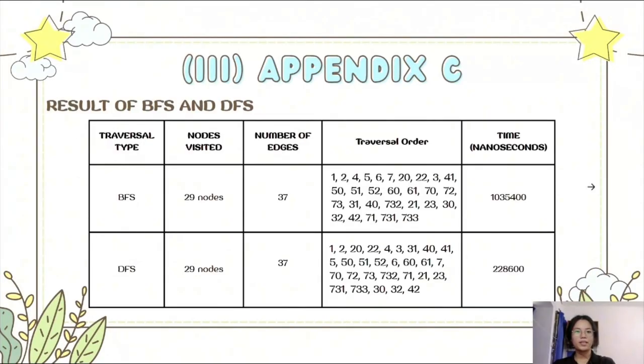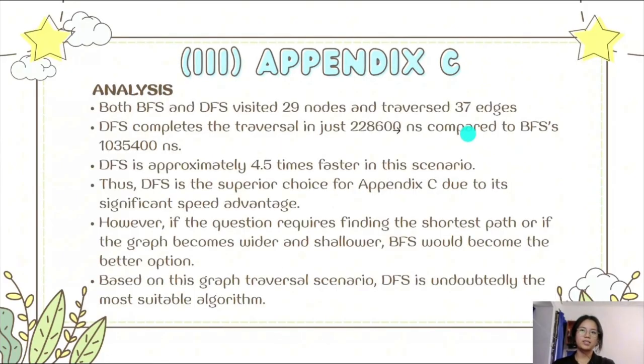Hi, my name is Paul Heding and my matrix number is 305371. Now I will move on to the output and analysis of Appendix C. Here is the table with the results for BFS and DFS. Next is the analysis of the results. Let's look at the table.